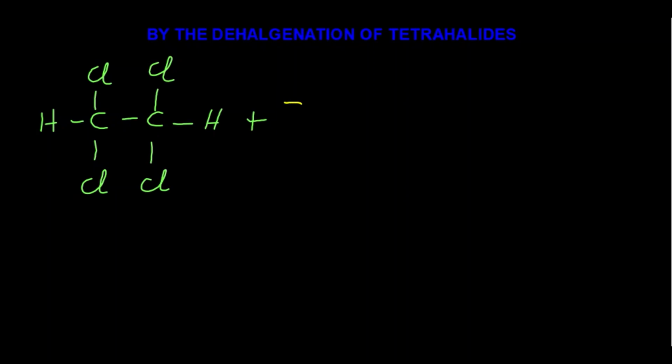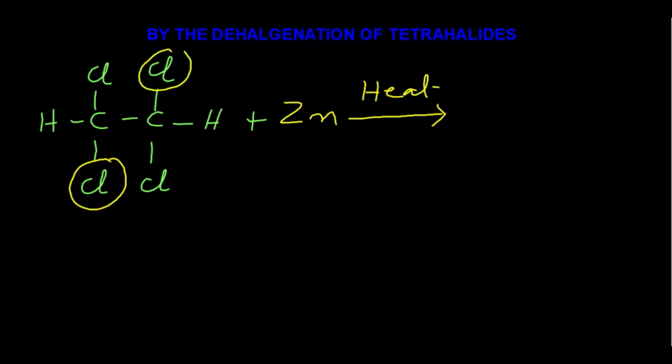When this tetrahalide is heated with finely divided zinc, or zinc in powder form, then 2 halogen atoms are removed from adjacent carbon atoms, right students? From this carbon, one chlorine atom, and from this carbon another chlorine atom. These chlorine atoms are removed from adjacent carbon atoms, right students, and as a result of this reaction we get here a 1,2-dichloroethene molecule.